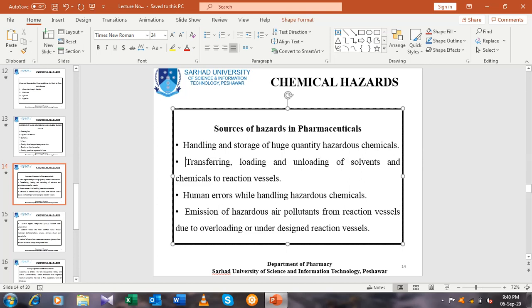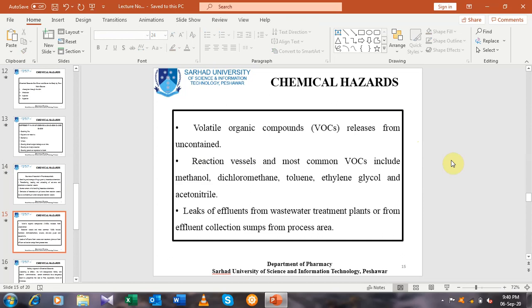Emission of hazardous air pollutants from reaction vessels due to overloading or an under-designed reaction vessel. If precautions or SOPs are not followed, then that leads to this. Points of exposure or emission of the hazardous air pollutants from reaction vessels are during chemical processing, during testing in the quality control lab, during the mixing or combination of the chemicals, or during the processing of dosage form.